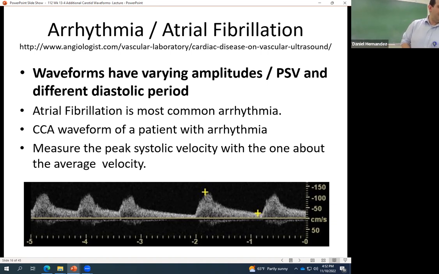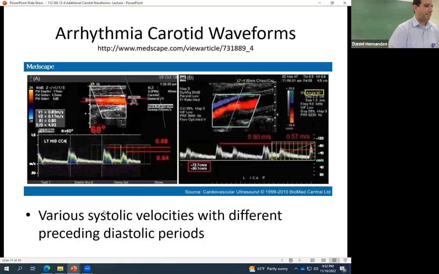So when we want to measure these two, typically after that arrhythmia or that irregular heartbeat, we get a higher velocity. So you tend to want to measure one that's kind of average. So we can see the heartbeat, and then we get our arrhythmia. And then the one immediately after that arrhythmia is typically a little bit higher than, say, the one in the arrhythmia.